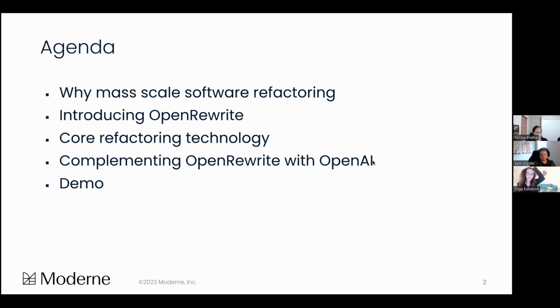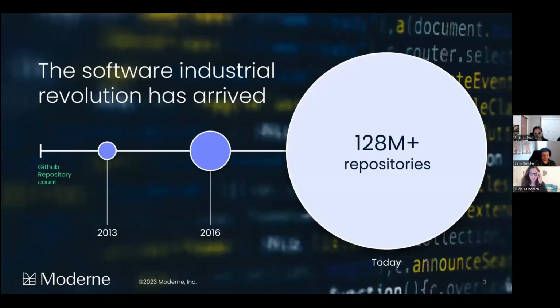So the agenda: we will talk about the problem first. Why do we need mass scale software refactoring? And looking at the problem, we'll look at what characteristics we need in our solution. We'll talk about OpenRewrite, the background, the core refactoring technology, and why it is possible to create 100% accurate, style-preserving source code to source code transformation. And then we'll talk about how we can complement OpenRewrite with targeted usages of OpenAI to make things faster. And then I'll pass it to Sam, and we'll do a demo.